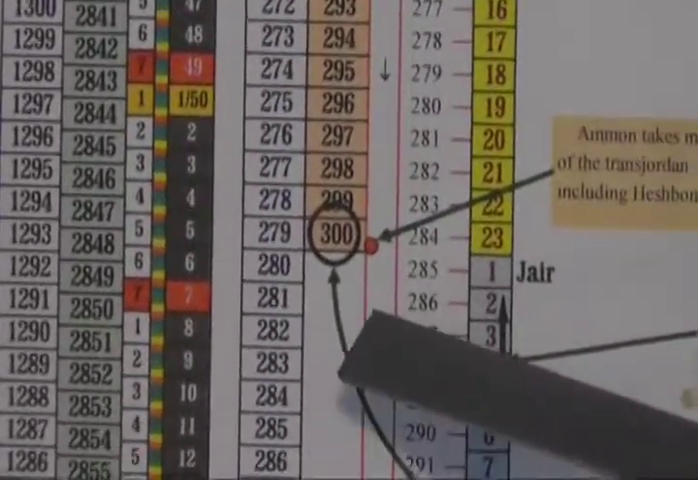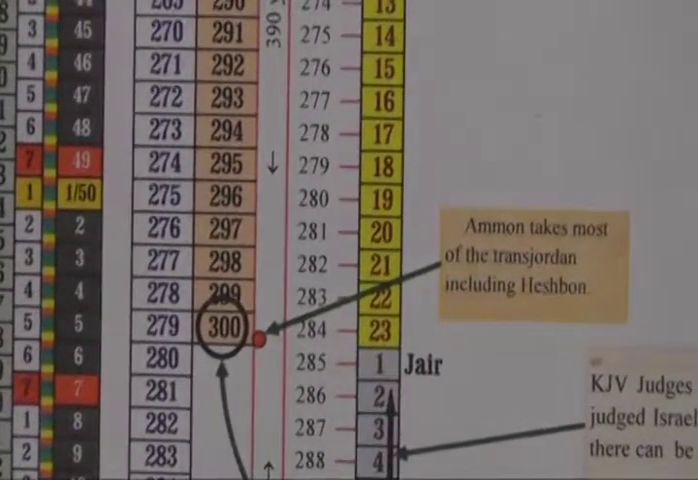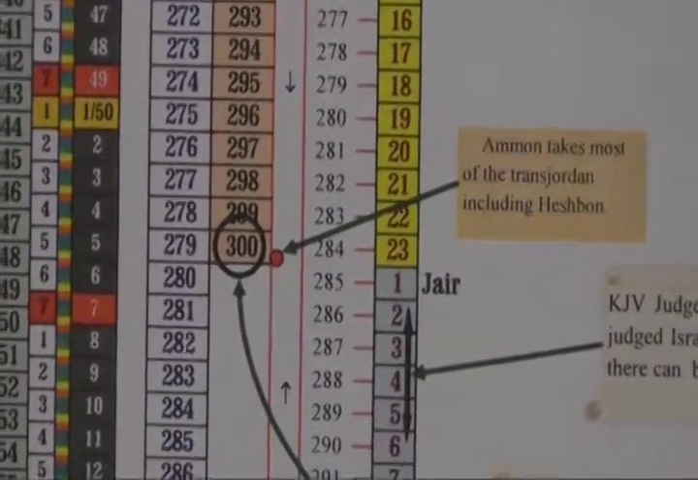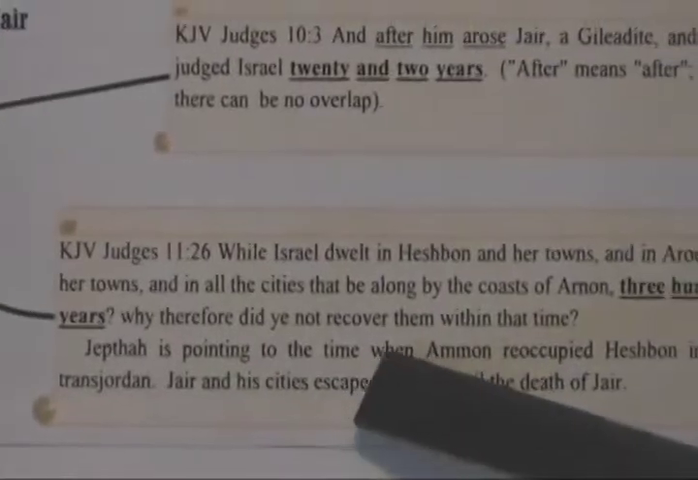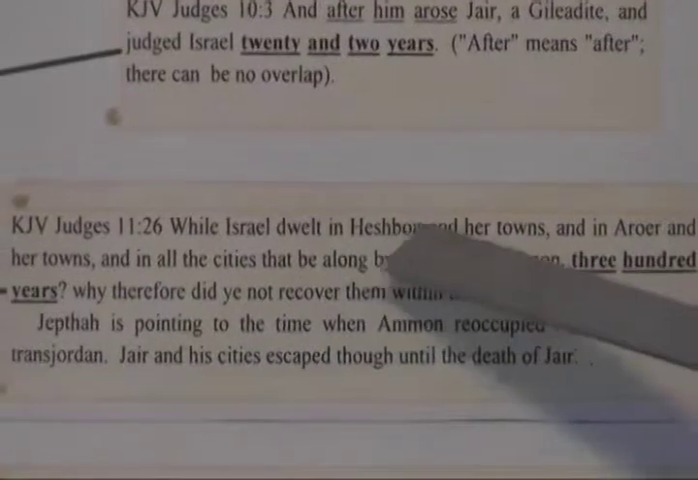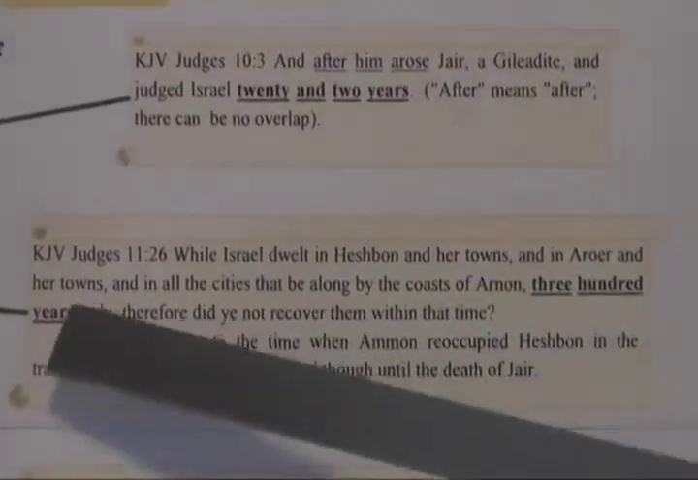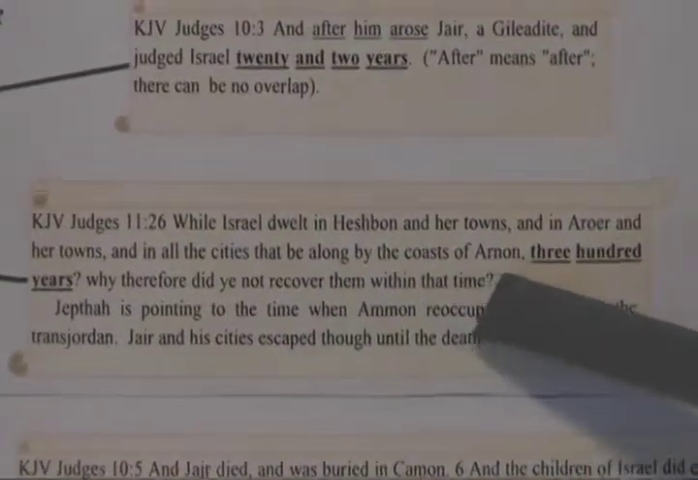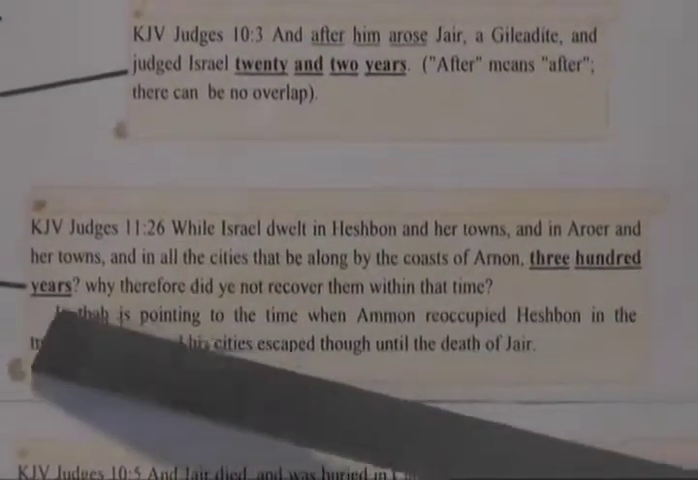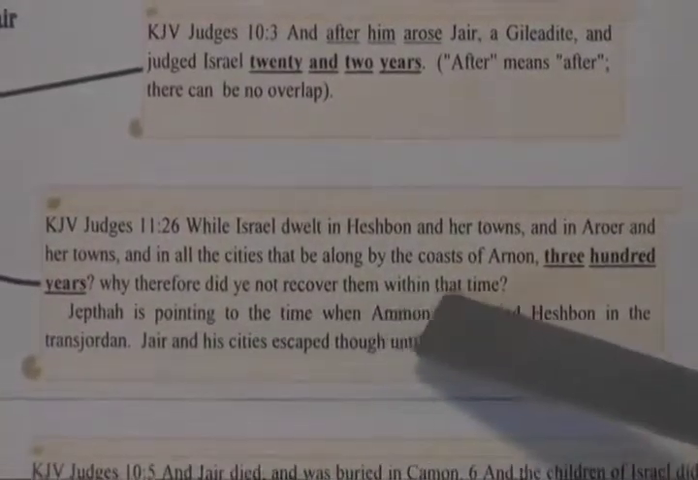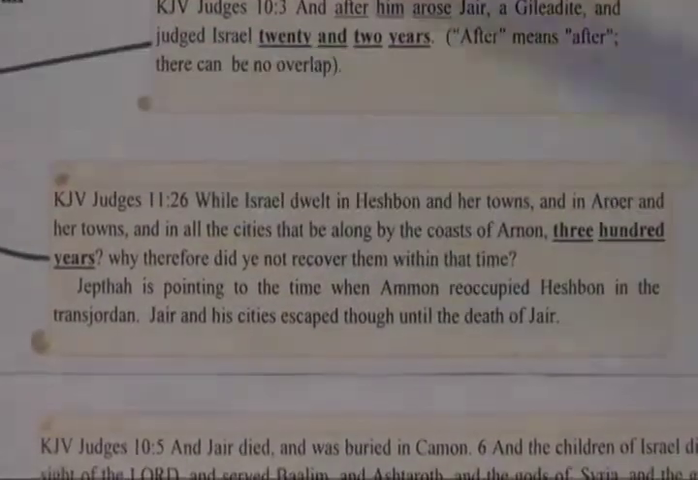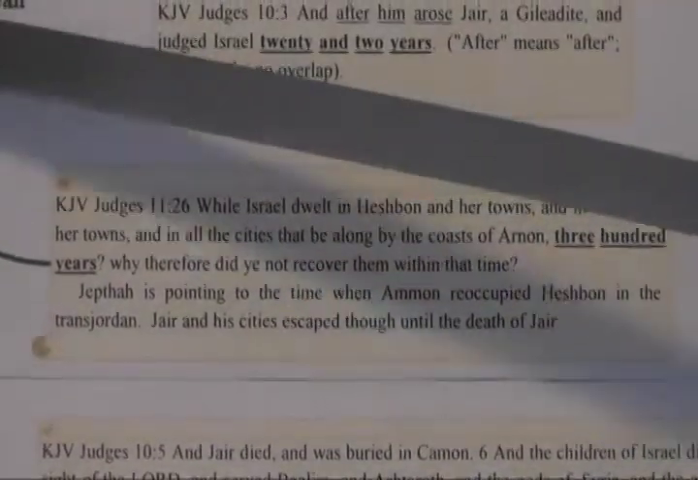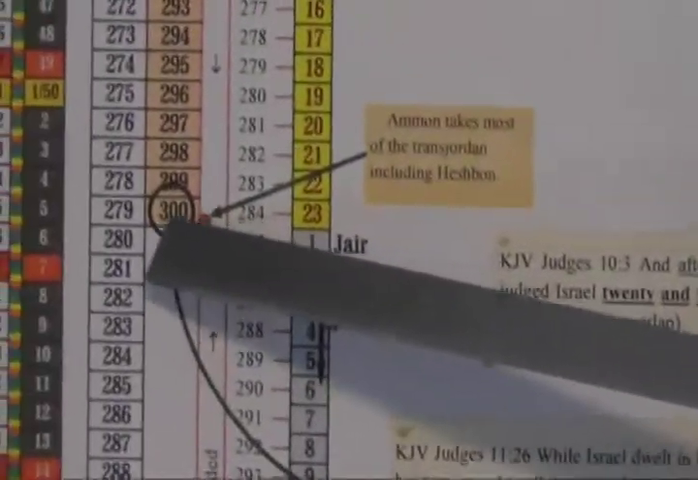The key passage here is Judges 11:26. It's a remark by Jephthah, who is going to deliver Israel from the sons of Ammon. And he says, "While Israel dwelt in Heshbon and her towns, and Aroer and her towns, and in all the cities that be along the coast of the Arnon, 300 years, why did you therefore not recover them within that time?" So this 300 years refers to how long Israel occupied the town of Heshbon before the sons of Ammon recovered them.